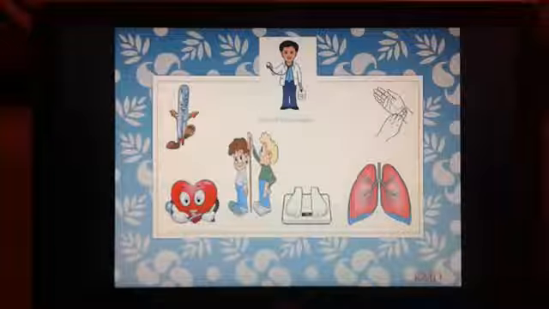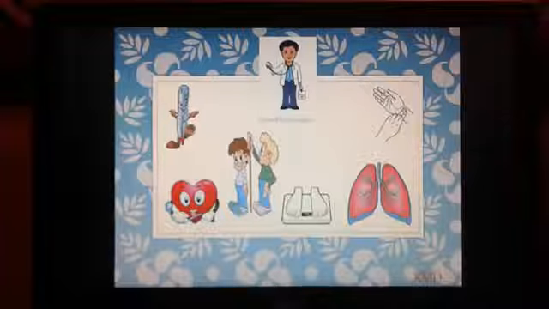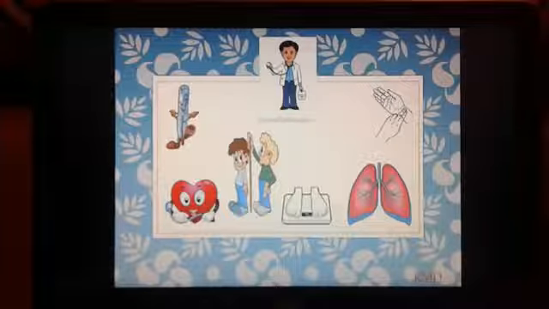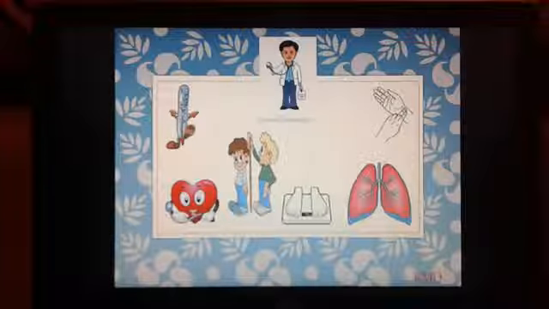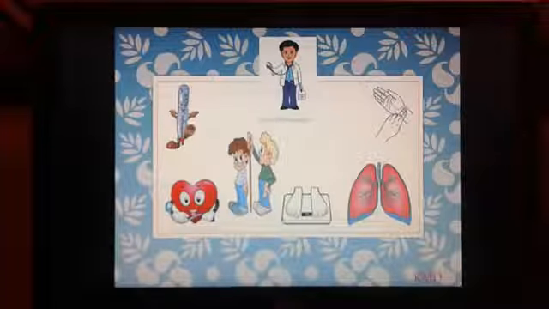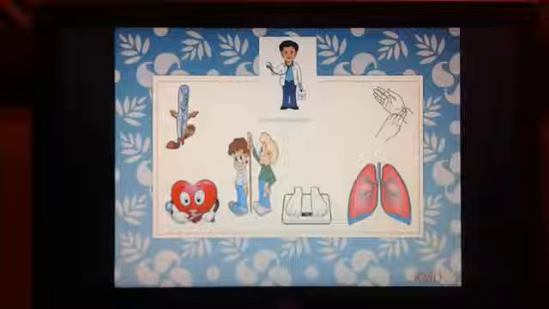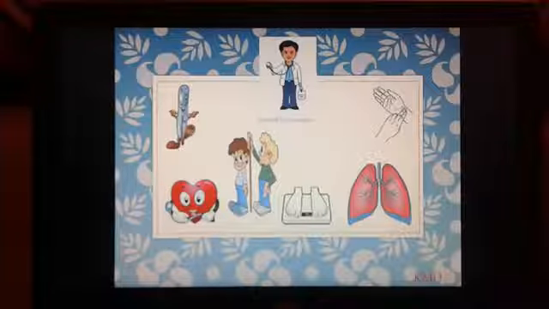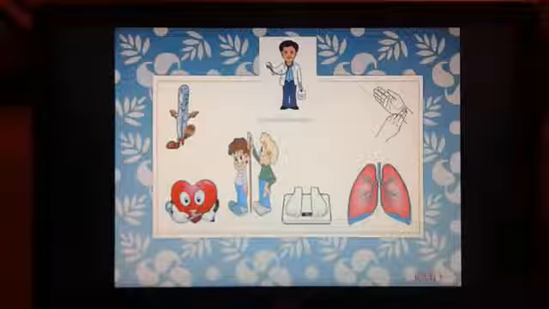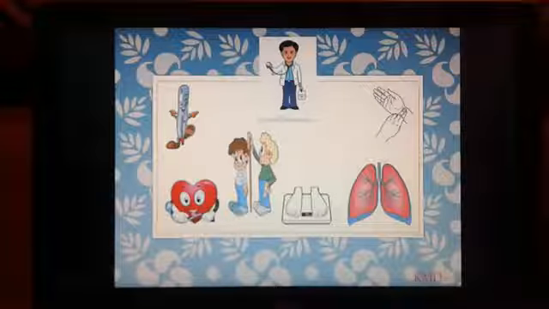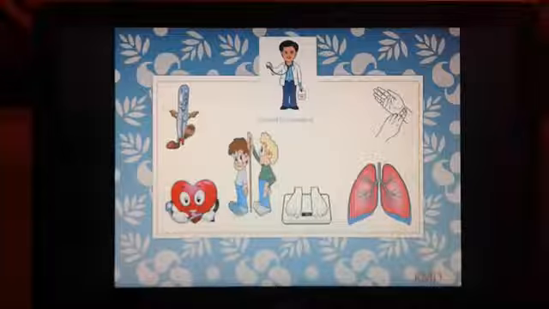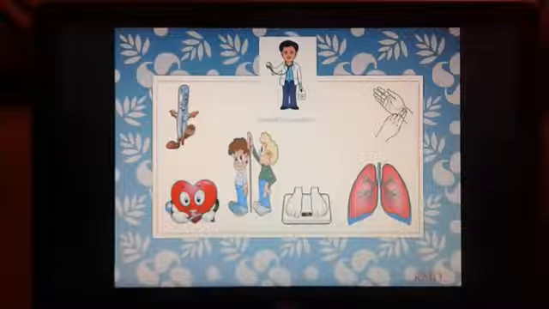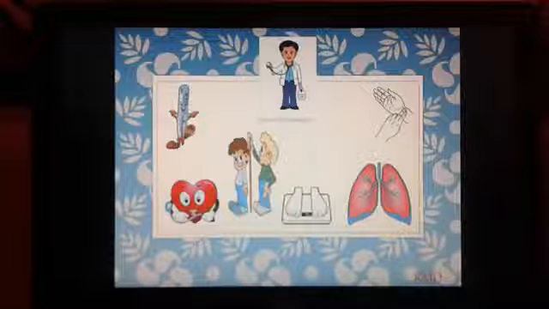Likewise, the temperature of 98.6 degrees Fahrenheit or 37 degrees Celsius is the normal limit, and the respiratory rate ranges anywhere between 16 to 24 breaths per minute. For the blood pressure, the systolic normal range is 110 to 140 millimeters of mercury, and the diastolic ranges from 60 to 90 millimeters of mercury.